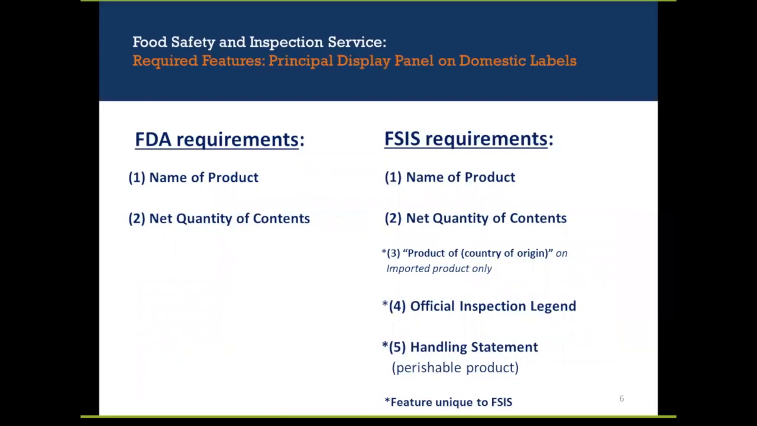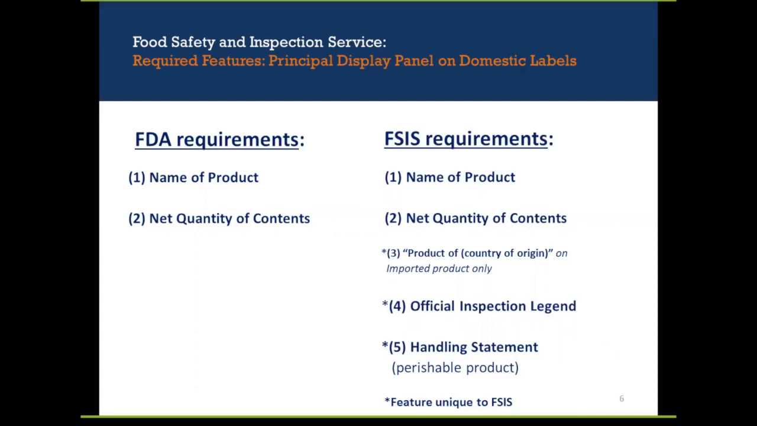This slide highlights FSIS's labeling requirements that are new to Siluriformes fish and fish products and that must appear on the principal display panel. The name of the product and the net quantity of contents, or net weight, must be displayed on the PDP. Note that both of these features were also required when Siluriformes fish and fish products were under the jurisdiction of the FDA. Number 3 on this list is required for product imported into the US only and wouldn't apply to domestically packaged and labeled product. Therefore, we won't be discussing this feature today.